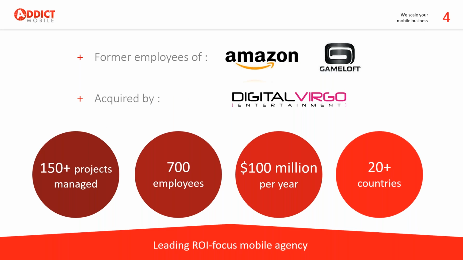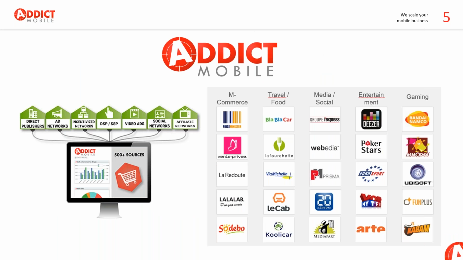Today, Digital Virgo and Addict is one of the worldwide leader in ROI-focused user acquisition for mobile products. We spend more than $100 million per year in marketing budget on mobile. We are managing media buying on more than 500 sources. We have in-house dedicated technologies in order to optimize the campaigns on all traffic sources of the market. For example, social networks like Facebook, Google, ad networks, video networks.